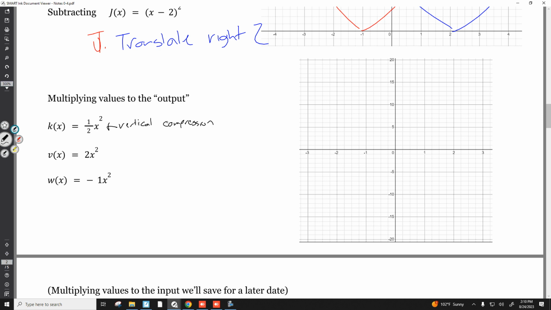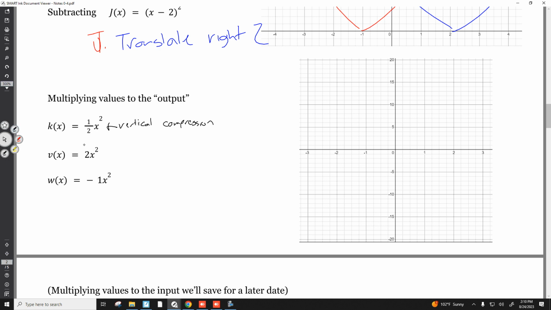We don't want to say we're getting narrower or wider because when we get to different types of functions in the future, namely in the second semester, we're looking at trigonometry. We're not going to talk about narrower or wider. We do want to talk about stretching and compressing. That's a vertical compression. So now, what about multiplying your x squared values by 2?